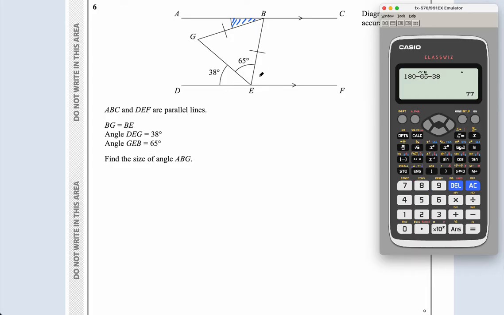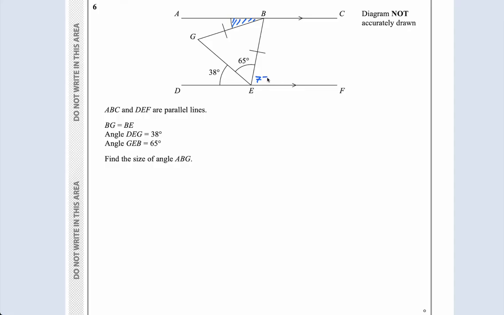77. So this angle is 77. I might even need this. I don't think I even do need it, but may as well just write it in. That's 77. This is 65 because this is an isosceles triangle. So these two angles have to be the same. If this is 65 and this is 65, this has to be 50 because these three have to add up to 180 because it's a triangle. 65 plus 65 is 130 plus 50. Okay, nearly there.